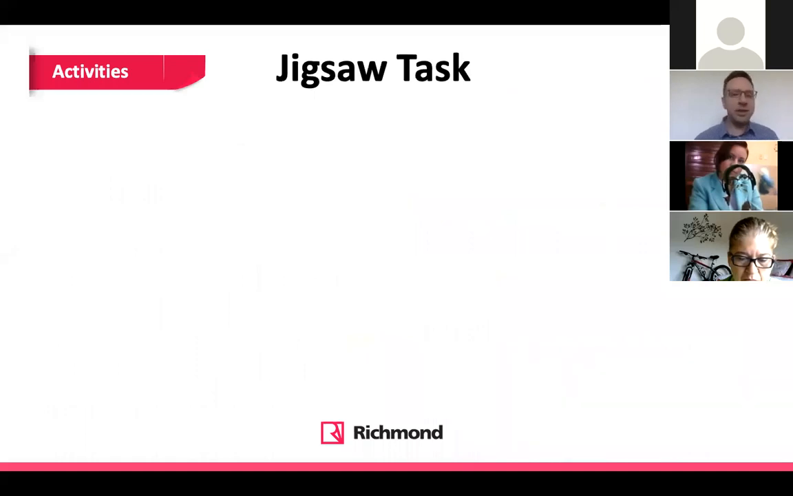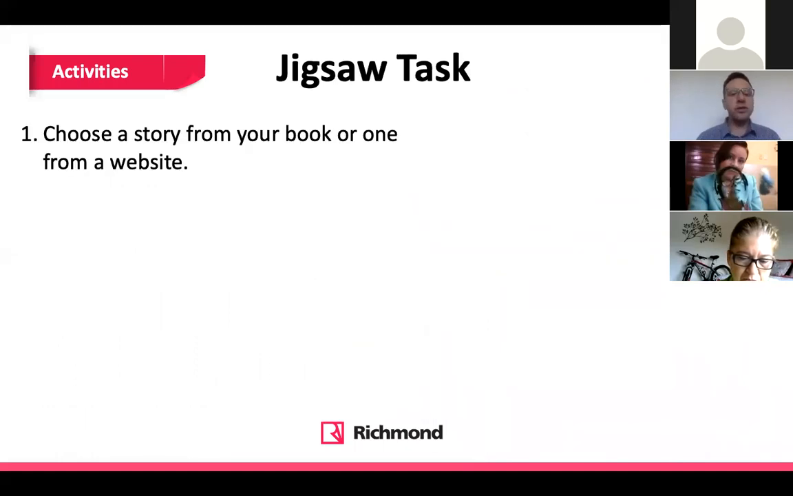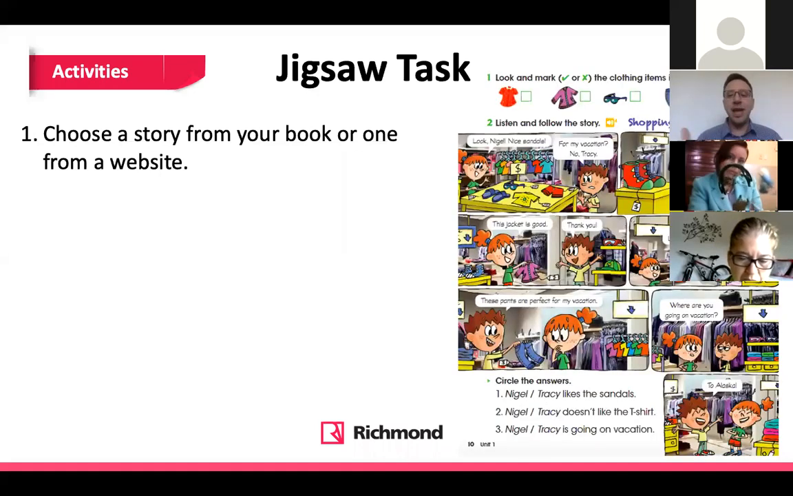The other activity is a jigsaw task. We all know about jigsaw reading activities. Let's implement it in the online version now. So of course, what we'll do is we will work with a story from our book, or again, any of the website stories that students pre-selected. This is an example of a course book, okay?